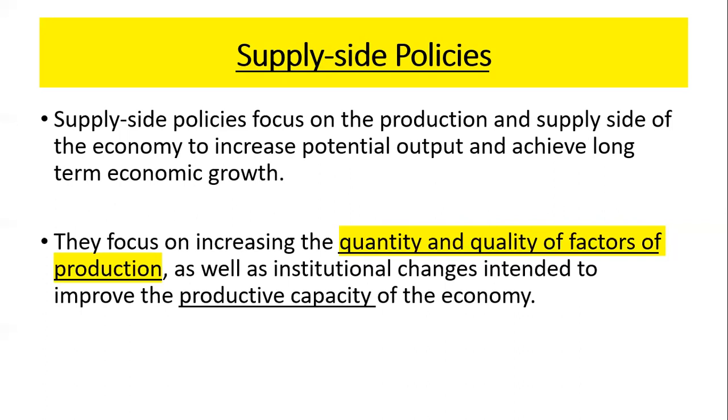So we're looking at improving the quality and quantity of those factors of production in order to increase the supply side of the economy. We also want to look at institutional changes intended to improve the productive capacity of the economy. Institutional changes are looking at changes possibly in the public sector. How can we change possibly from public sector to private sector? How can the public sector benefit from the advances or the disciplines of the free market in the private sector?